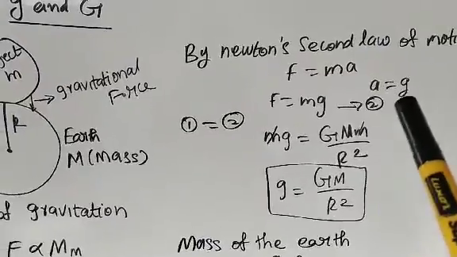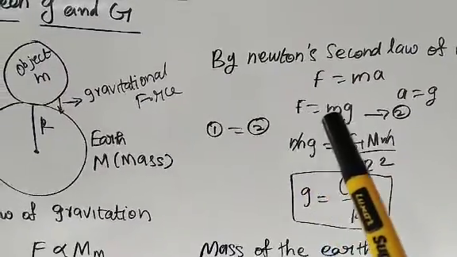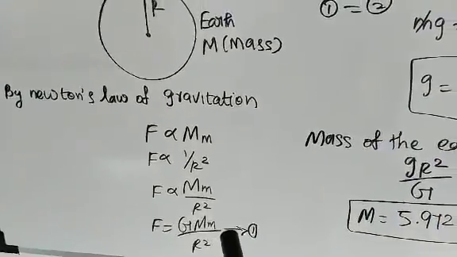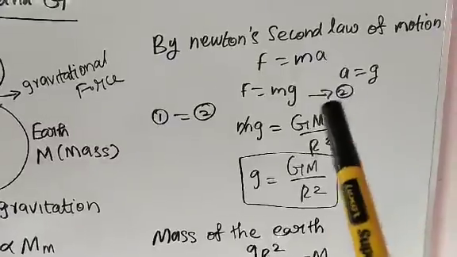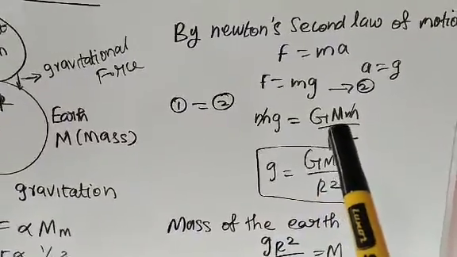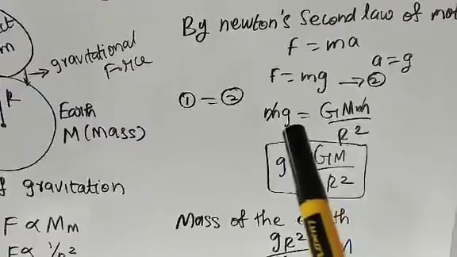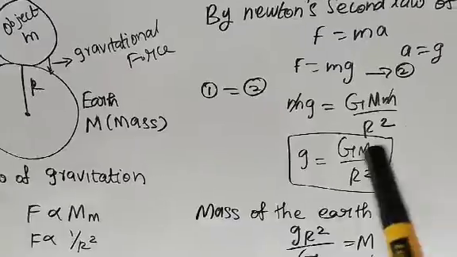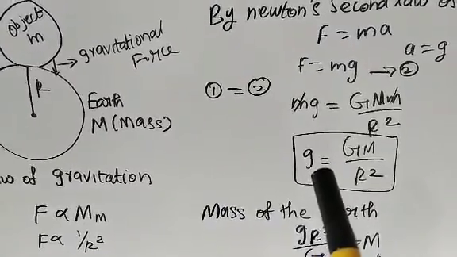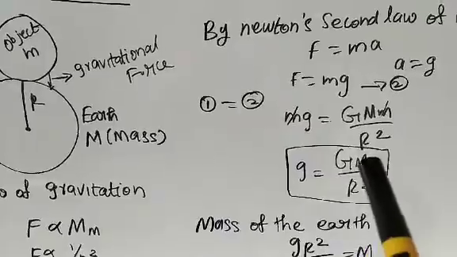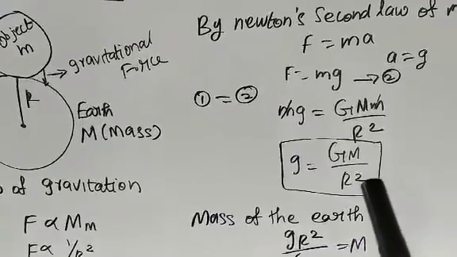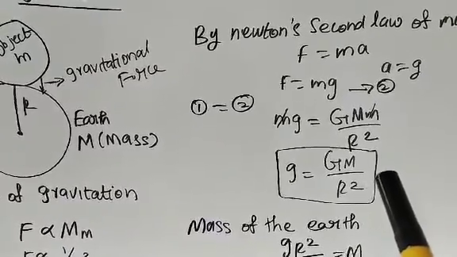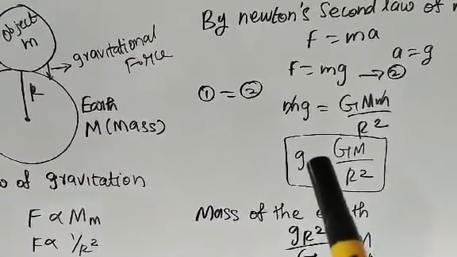So replace a equal to g, so F equals m into g. Equating these two equations, equation 1 and equation 2, mg equals G capital M small m by r square. So cancel the mass of the object, small m. We obtain acceleration due to gravity g equals capital G M, mass of the earth, by distance square. So this is the relation between small g and capital G.